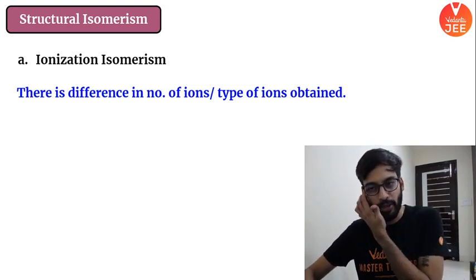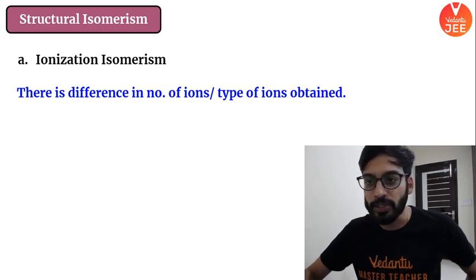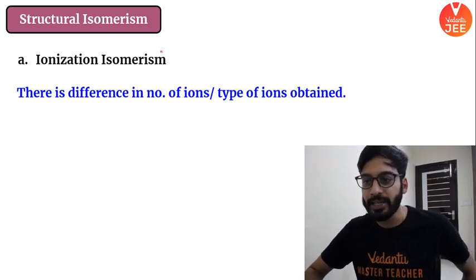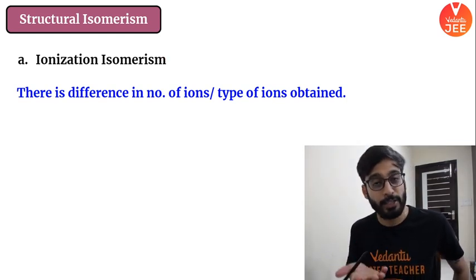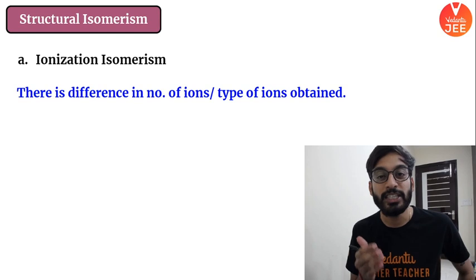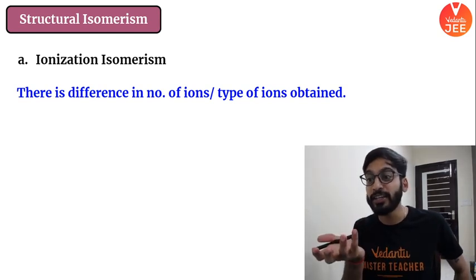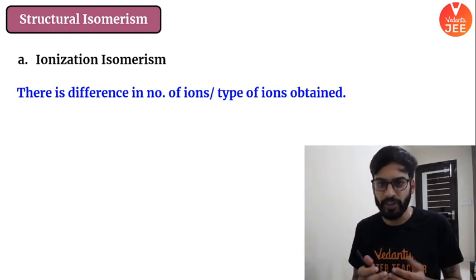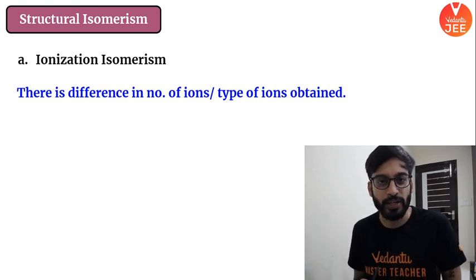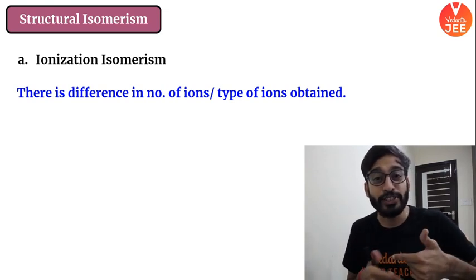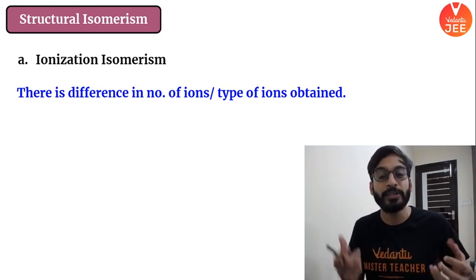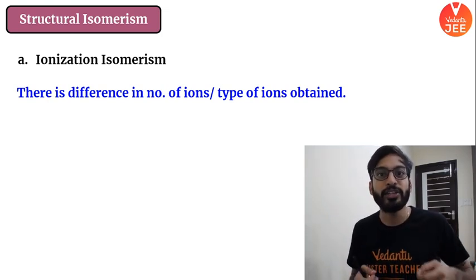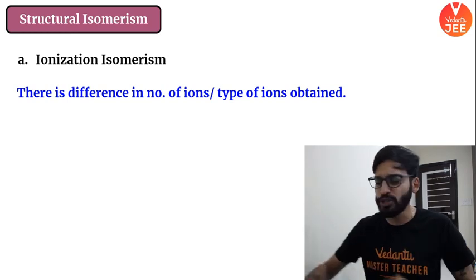Check this out. First one, ionization isomerism. So structural isomerism, first category is ionization isomerism, one of my favorite kinds. In this particular isomerism, you will see different number of ions or type of ions obtained. When you dissolve your complex in water, there is a possibility of obtaining different types of ions or different numbers of ions, right? Let me show you.